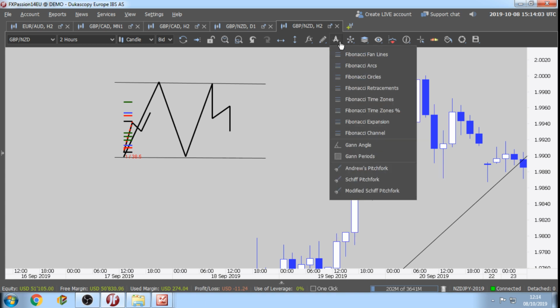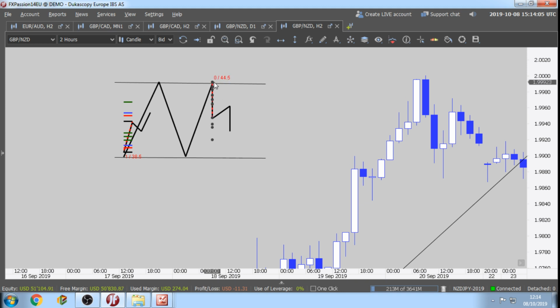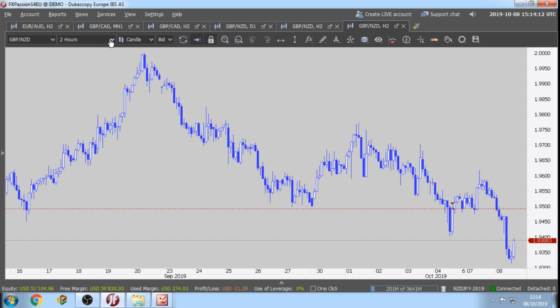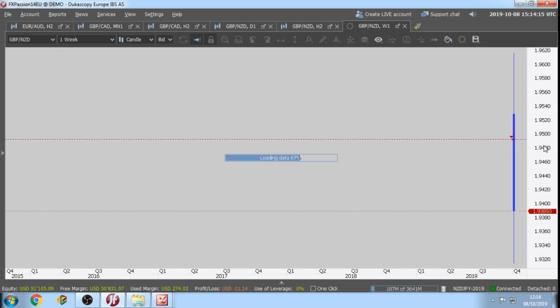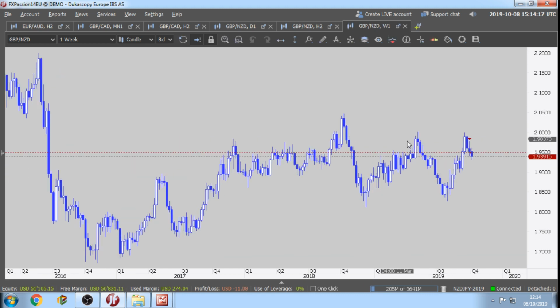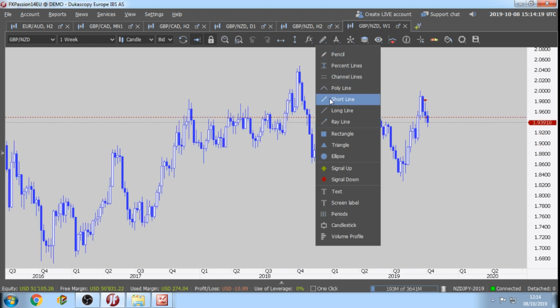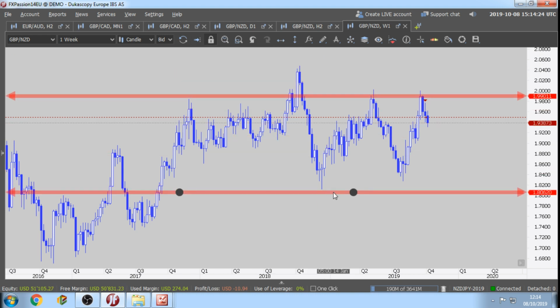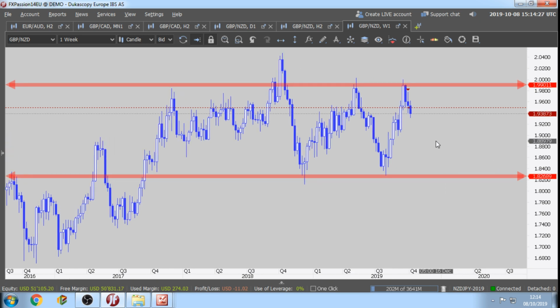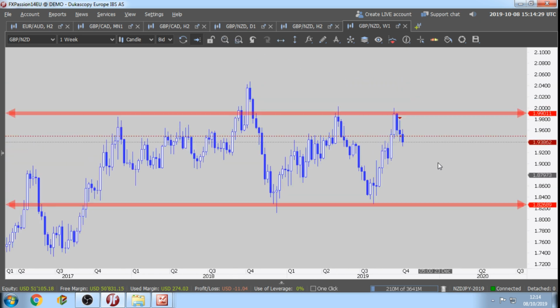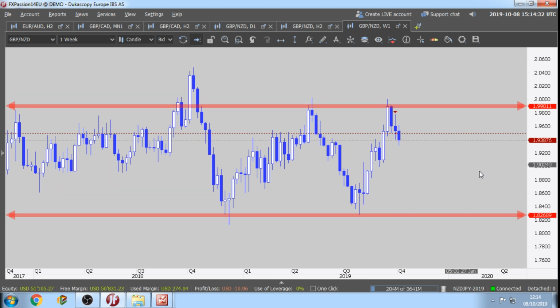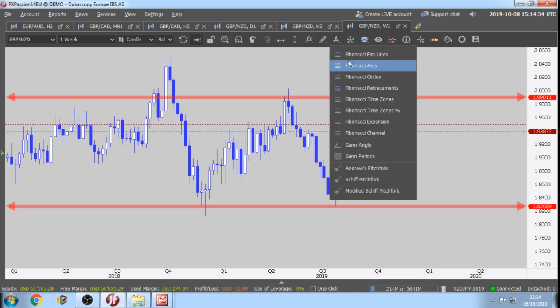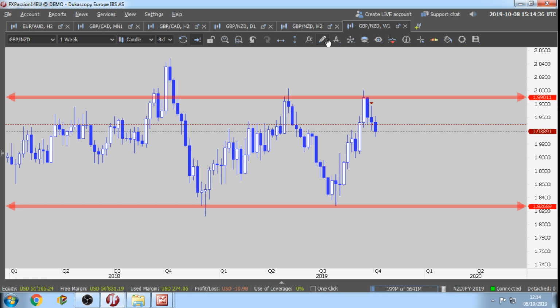But we can work with the Fibonacci's on a smaller time frame, on a smaller scale. If I'm going to open GBP NZD on the weekly chart, this is the weekly chart, and this is the upper band up in here, and this is the lower band, right? Fibonacci's don't work in here. Why is that? Because this is the, yes, let's go step by step, correct.